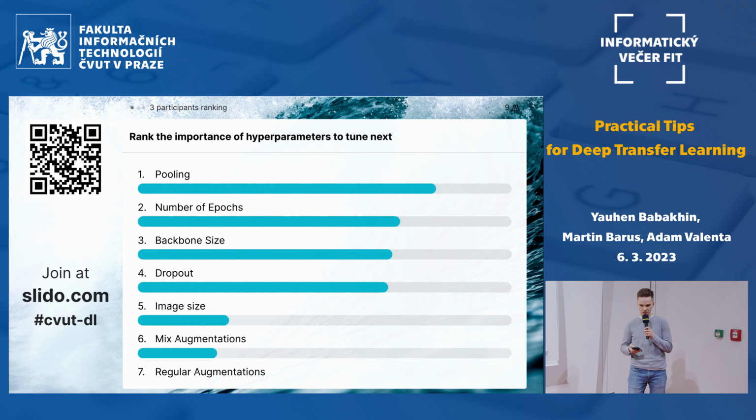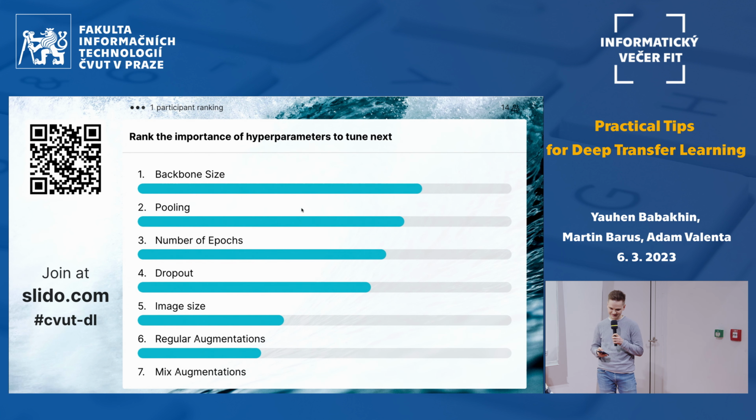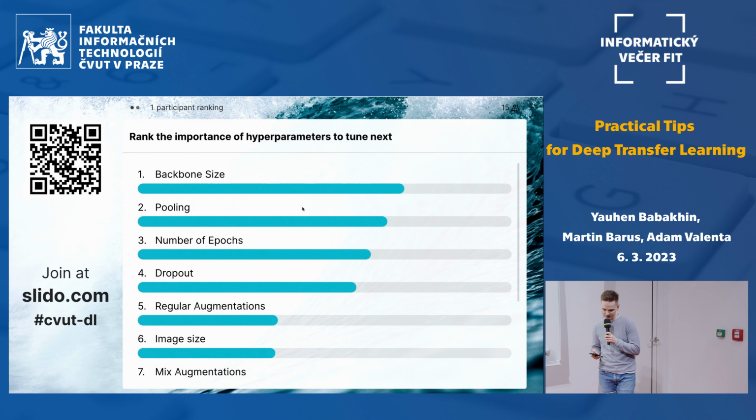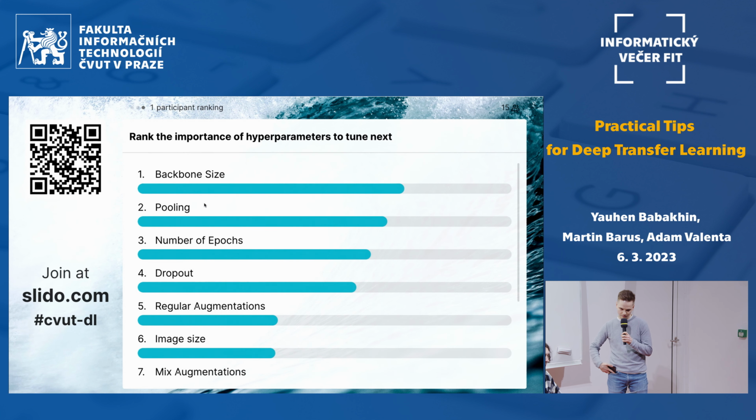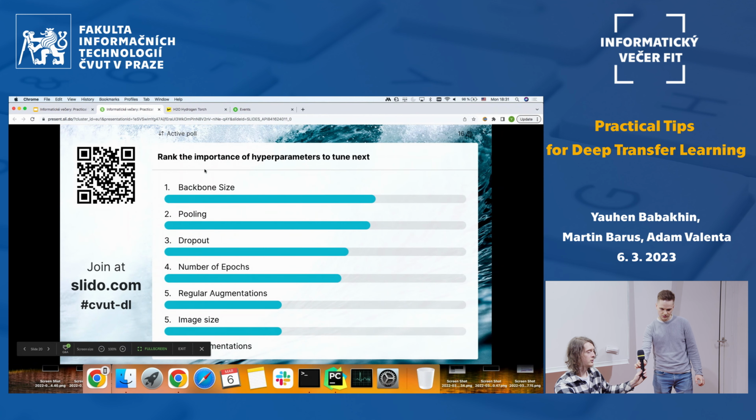All right, so now number of epochs is going up together with pooling. And backbone size, all right. So you don't believe in augmentations, I guess. So I think we are done, right? All right. Yeah, so maybe you can take a mic and start this experiment.